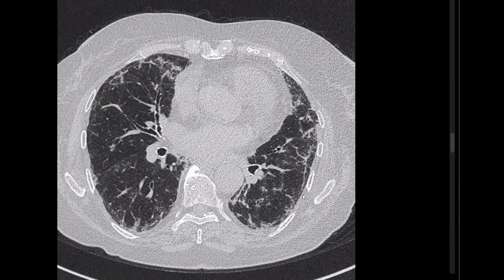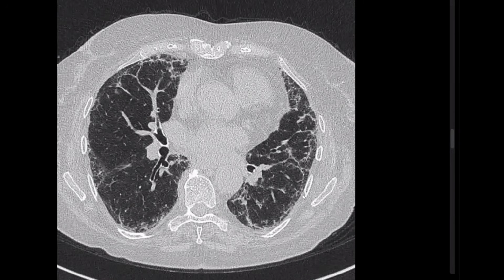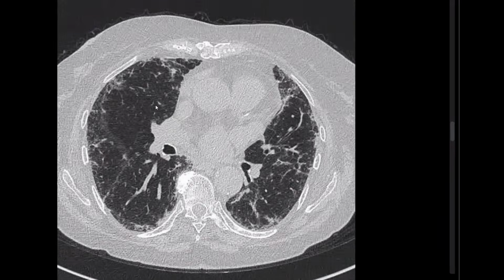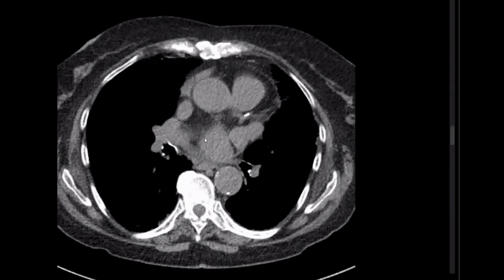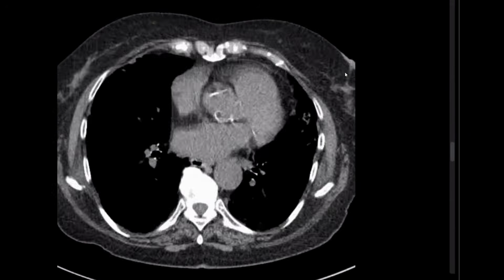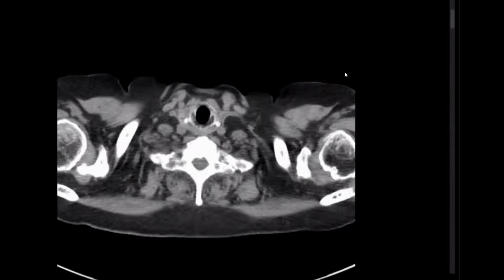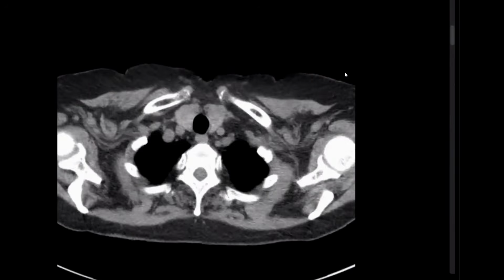There is no evidence of any cystic lung disease. There is also bronchiectasis noted in the right middle lobe. Can you check the mediastinal window? Yes, sir. Now I'm able to scroll. I'll start scrolling from above till the caudal end.